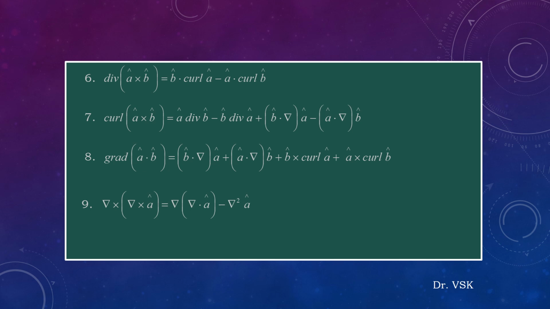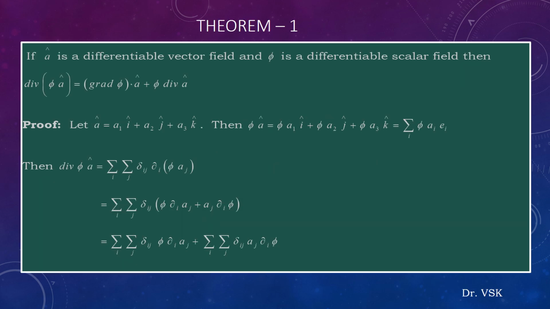These are our vector identities which we have to prove. Each identity is a theorem for us. Let us prove our vector identities.